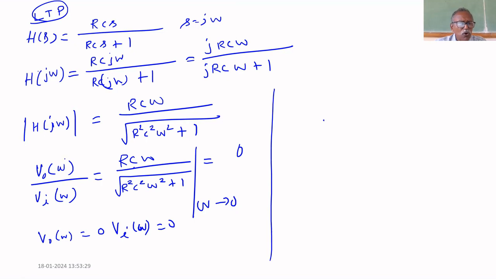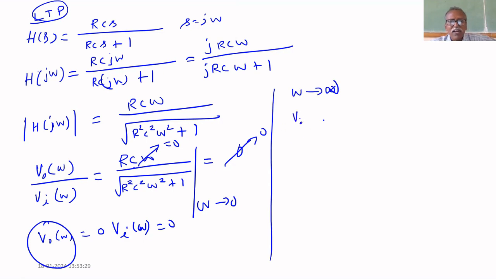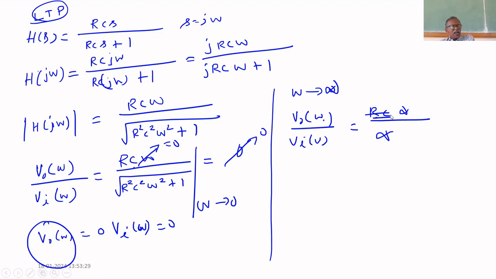When omega tends to 0, what happens? This tends to 0. It means output by input equal to 0. So output voltage equal to 0 times input voltage. Therefore, when omega is 0, that is at lowest frequency, output is 0. What happens when omega tends to infinity? What you will get? V naught of omega divided by Vi of omega equal to RC infinity divided by infinity. Infinity by infinity, you will get an undefined function.